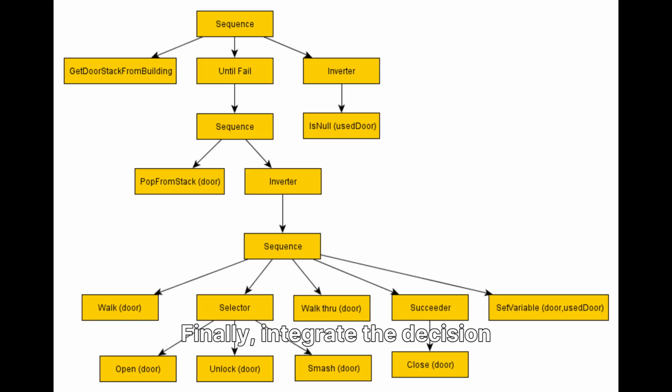Finally, integrate the decision tree into the NPC's script and update its behavior based on the tree's decisions. This typically involves calling the tree's evaluation method within the NPC's update loop.